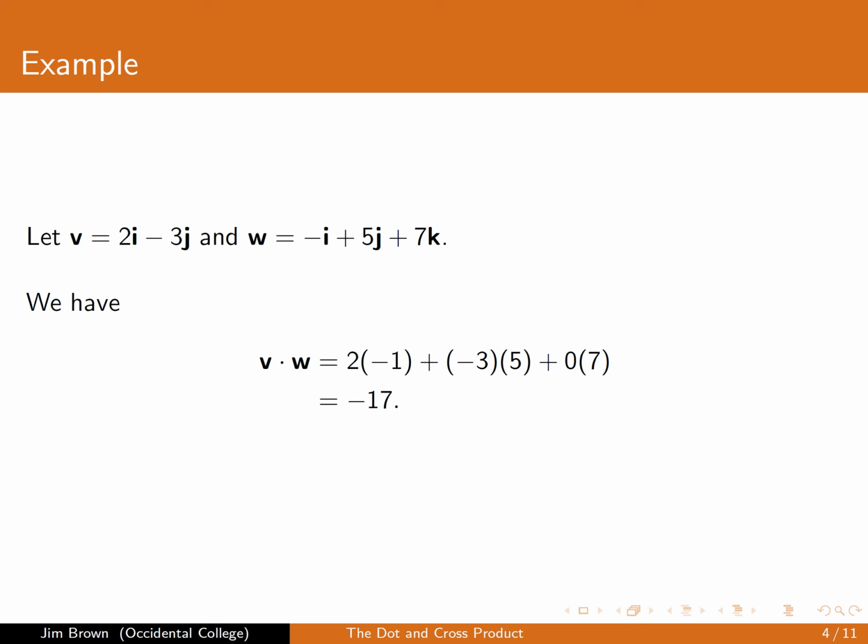Now it looks a little tricky here because there doesn't seem to be a k component with v. That just means it's 0 times k, so the k component of v is just 0. So you get 0 times 7 for that part. When we multiply these out, we get minus 2 minus 15, so this dot product is minus 17. These dot products are super easy to compute, which is one of the things we like about them.